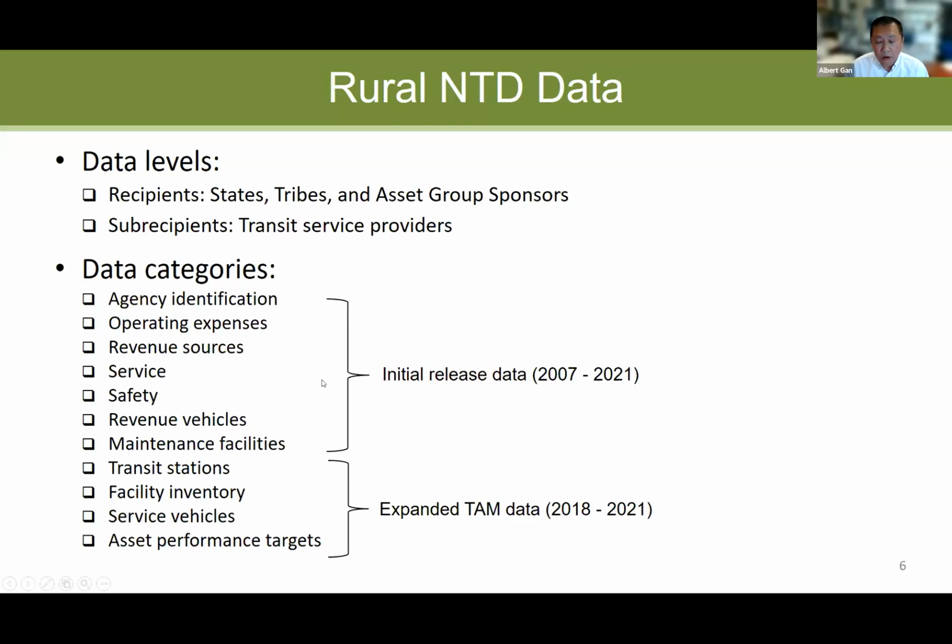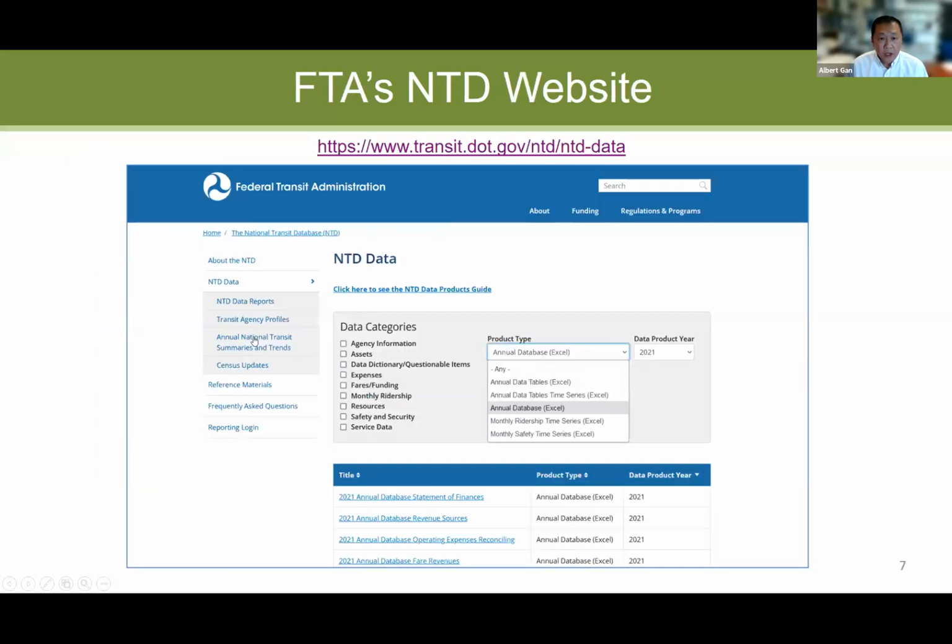And obviously, rural systems are all considered reduced reporters. You don't report all the detail, especially for things like operating expenses. If it's an urban system, you will have all the details, but a rural system will just have one value. Basically, it's the total operating expenses. So where can you get the data?